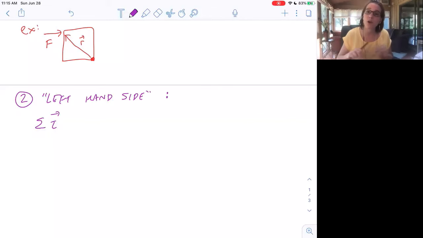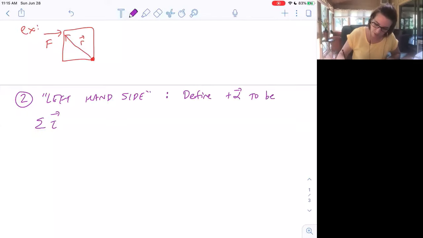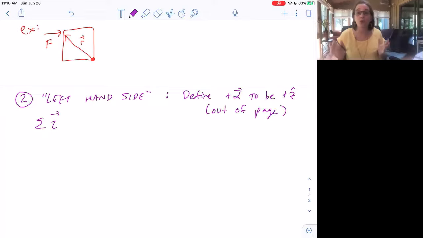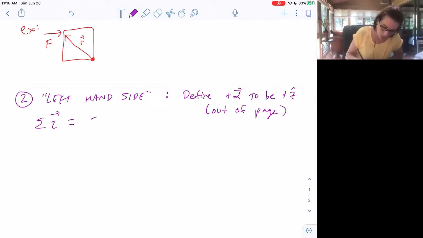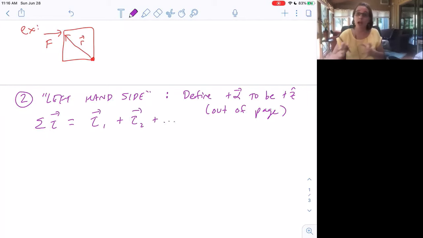In this particular video, I'm going to go with the one where we stick to a fixed convention. Let's say that I'm going to define positive alpha to be in the positive z hat direction, which would be out of the page. And so therefore, positive torque will also be that direction. So I want to do my sum of the individual torques. So I'm going to have the torque from some force 1, plus the torque from some force 2, and I'm going to just add those up.